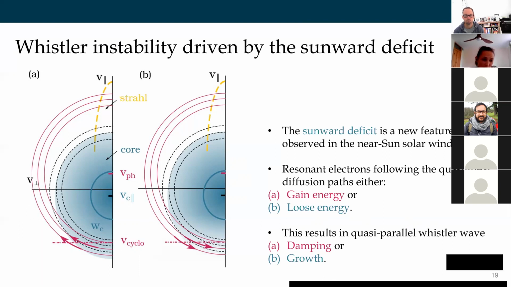Okay. Maybe they can be related in a bigger sense, like first one instability is triggered and then it triggers the other instability, like a chain process. But I think that these particular waves could not interact with the strahl. Okay.